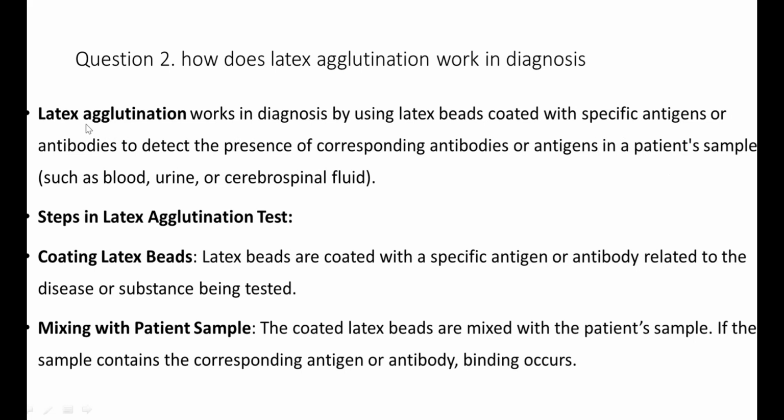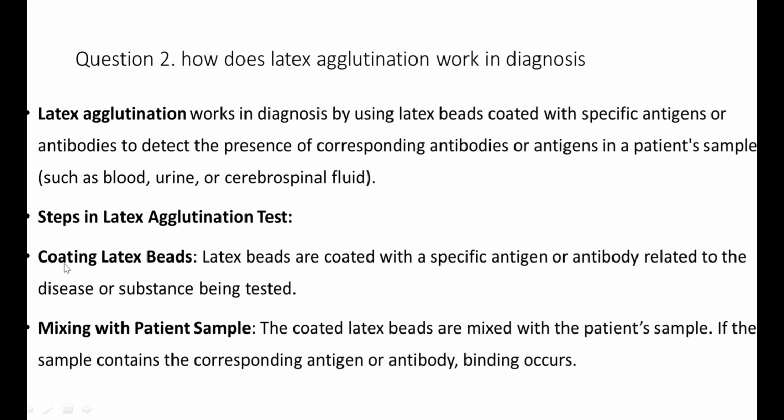That means that in latex agglutination, the latex bead is coated with either the antigen or the antibody corresponding to the antigen or antibody we are looking for in the patient's sample, for example in the blood, in the urine, or in the cerebrospinal fluid. For latex agglutination to be performed, it takes steps, and we are going to discuss them one by one.